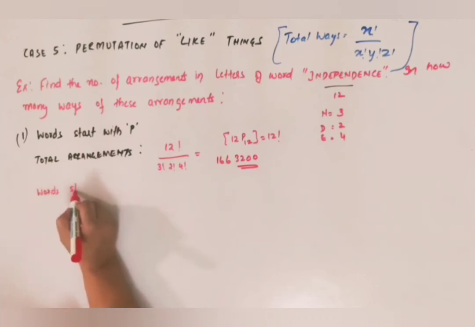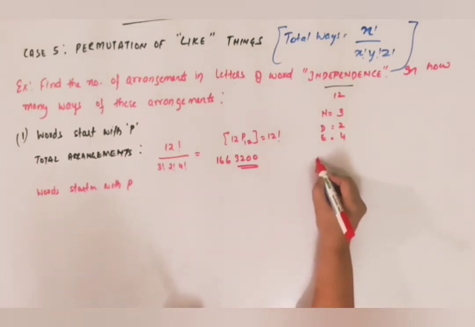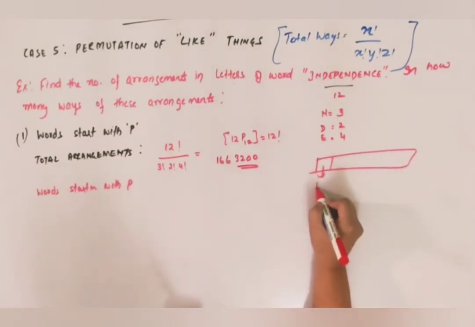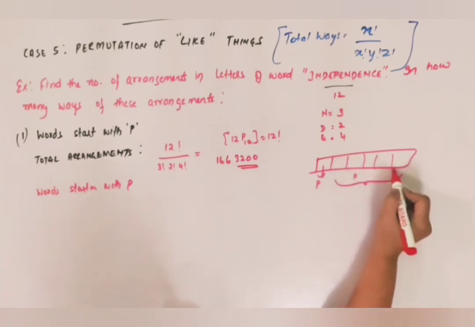Now, we'll have to find words starting with P. That is, P will be in the first position and the remaining 11 letters will be here, right?